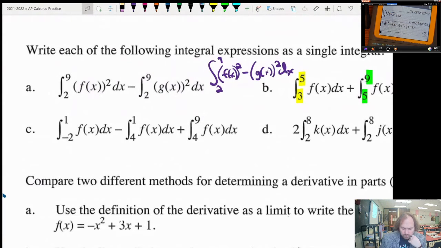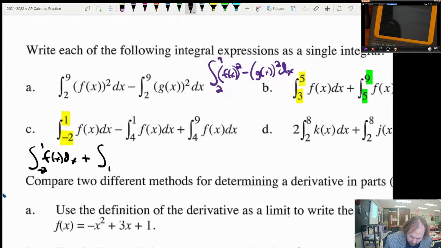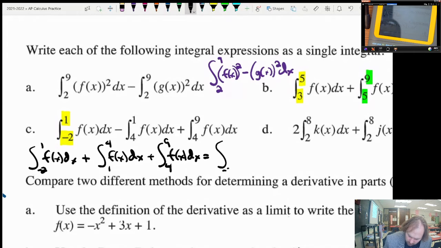Now we've got one that's going to take a little bit more brain power to think about, I think. We got negative 2 to 1 right here. Negative 2 to 1. We've got 4 to 1, which is backwards. And then we got 4 to 9. So I think what we want to do here is think about this as the integral from negative 2 to 1 of f of x dx. We're going to change this into plus the integral from 1 to 4 of f of x dx, plus the integral from 4 to 9 of f of x dx. And there I think you'll see this is going to combine just into one integral from negative 2 to 9 of f of x dx. And that's it. Actually all combined nicely.